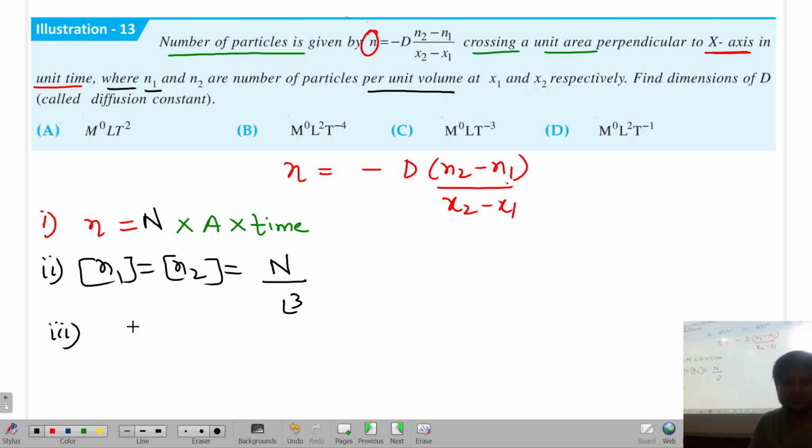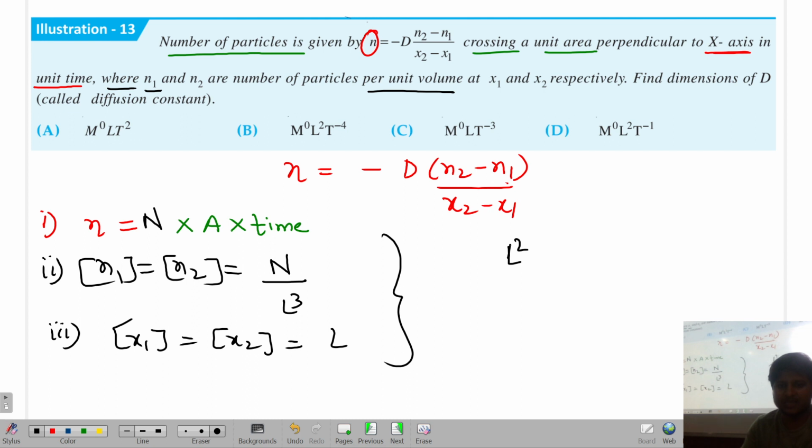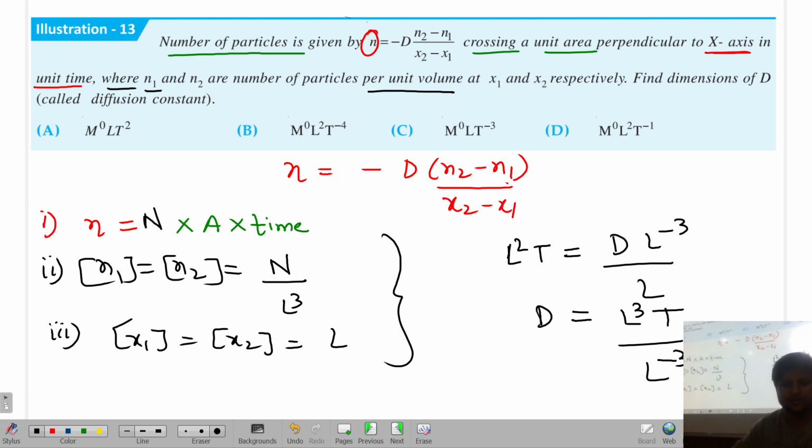Now look over here. The dimensions of x1 and x2 should be equal to what? The dimensions of x1 is equal to x2, and this is nothing but length L. Got it or not? Okay. So then if I do this problem, try to understand what will be the dimensions of D. N has dimensions area, that is L square, into time T. Dimensions of N2 and N1 is 1 by L cube, L to the power of minus 3. What is the dimensions of x2 minus x1? That is just L. Got it or not? Okay. So what is the dimensions of the diffusion constant? It is equal to L cube divided by T divided by L to the power of minus 3. Again, it is coming L to the power of 6 only, as far as I'm concerned.